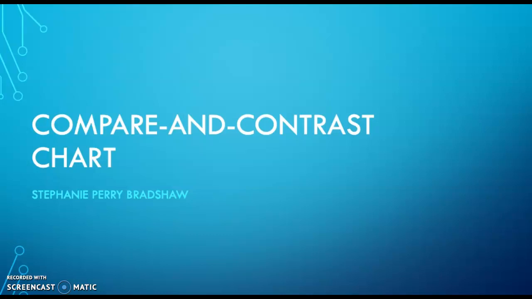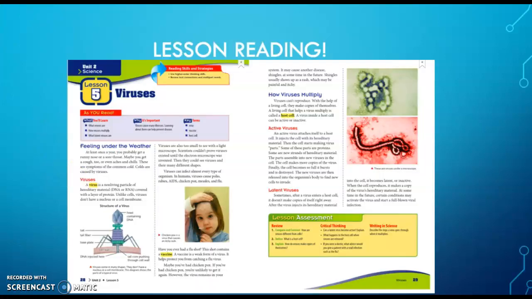We are going to be talking about your assignment about compare and contrast chart. So, we're going to create a chart based off the reading that you've done for this lesson. This is an example of a lesson that will be read. So, you have a lesson reading. You read the lesson. Make sure you're looking at your bold print, your highlighted words, your heading, and your subtitles.